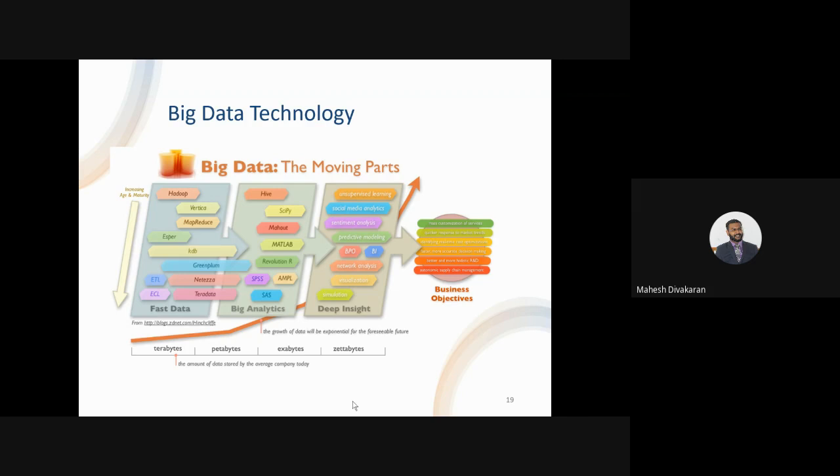Actually, we are using these methods: unsupervised learning methods, social media analytics, sentiment analysis, predictive analytics, business intelligence, network analysis, data visualization, and data simulation. All these things are used for particular business objectives only.